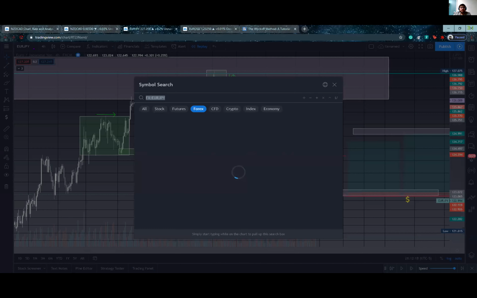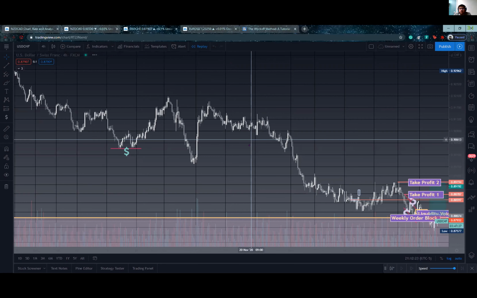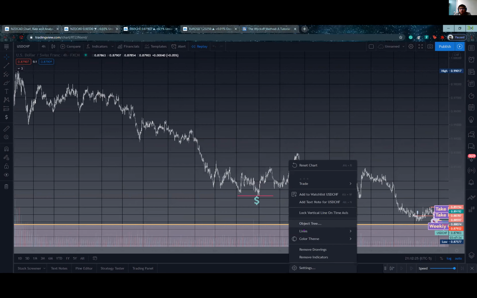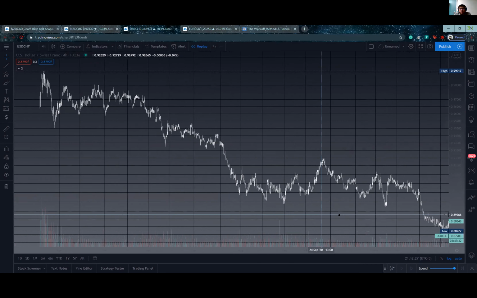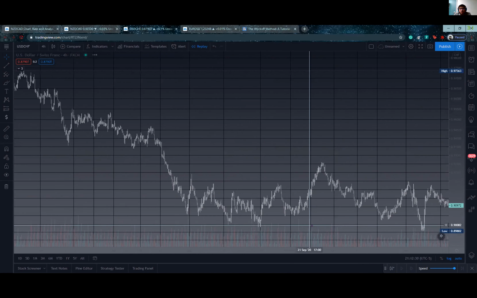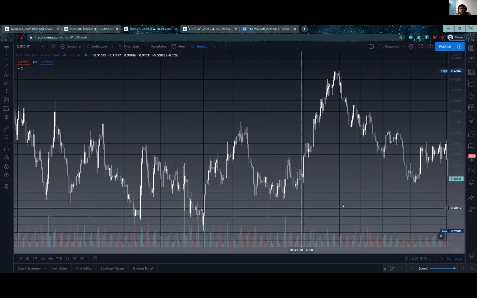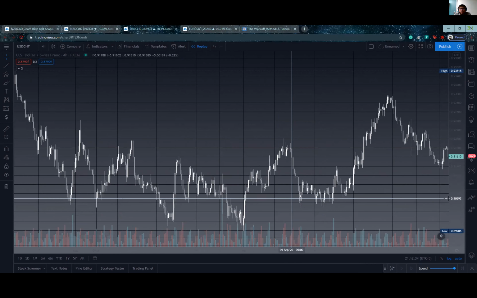Let me see if I can find one on USD CAD. Oh no, USD CHF. I think USD CHF should be a good one. I think this was one earlier. Yes, so this is a good example of accumulation.